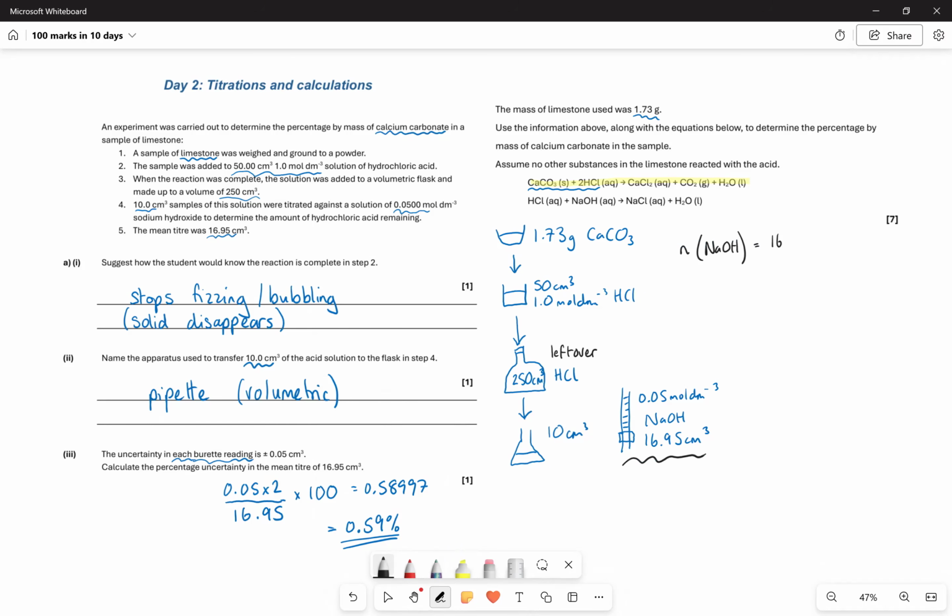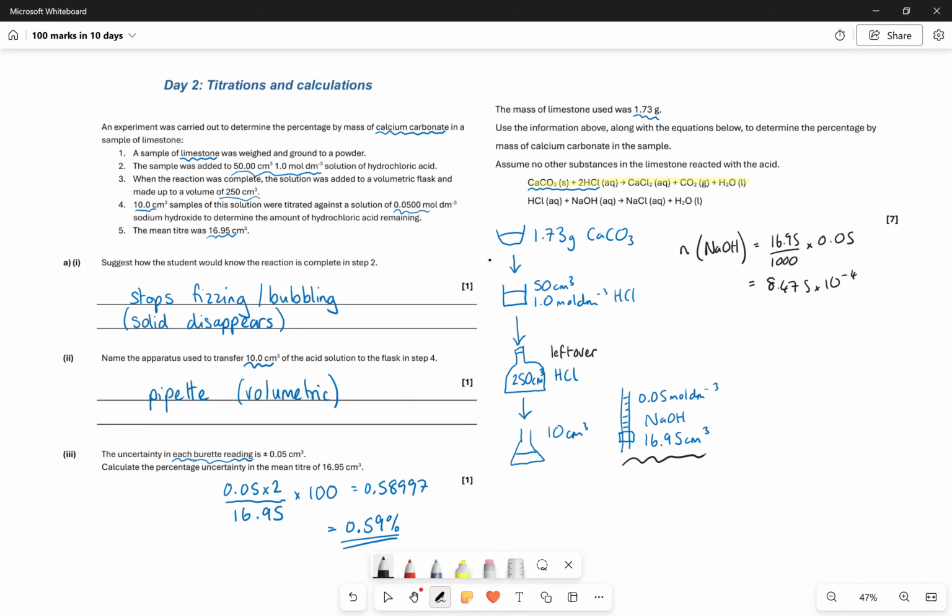It's 16.95, but that's centimetre cubed, over 1,000. You might be happy doing that in your head, but I'm just being nice and explicit. So that is just volume in decimetre cubed times concentration. And that's going to get me 8.475 times 10 to the minus 4. You could round it up. I'm just going to leave it in my calculator because I'm going to use each answer the next time I do something. So I might as well leave it as it is.